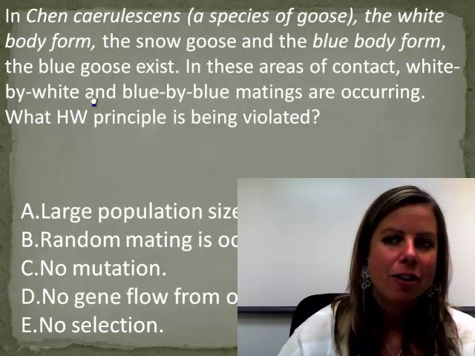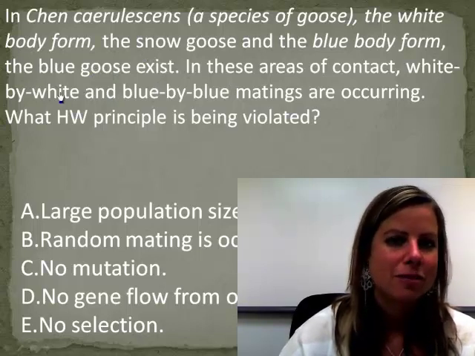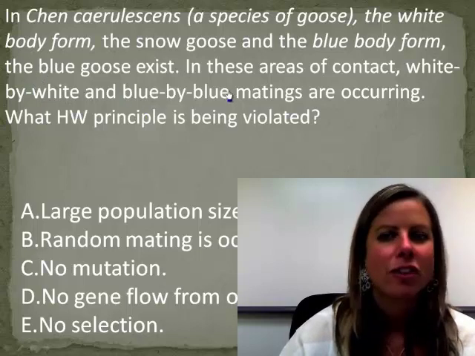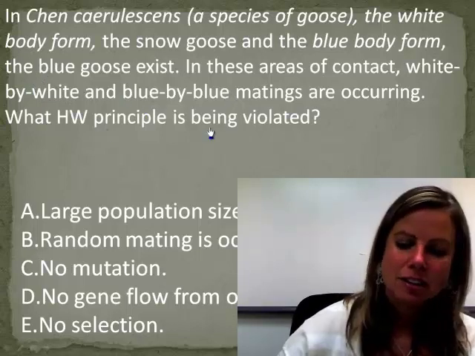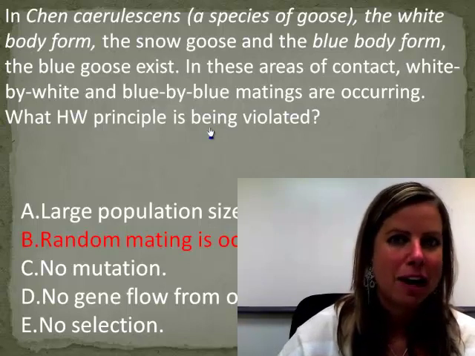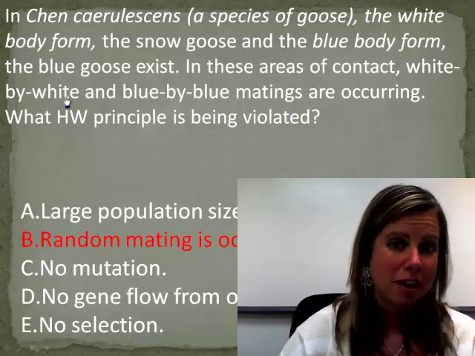Here's another one, a species of goose, the snow goose and the blue goose. And what they've found is that white geese tend to mate with white geese and blue geese like to go with the blue ones. So what's being violated there? Hopefully you said random mating, right? That is non-random mating that's happening there.